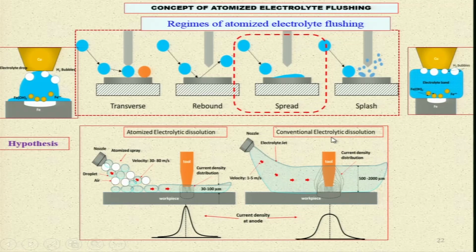But in conventional electrolyte dissolution, in the conventional method where we are not using the jet, the electrolyte distribution is like this, a very thick layer, and this creates a lot of other problems during machining. So, this is the electrolyte jet, and the velocity is 1 to 5 meter per second, and this gap is somewhere 500 to 2000 micrometer, and this is the current density distribution. So, there are certain advantages of using atomized electrolyte flushing, especially in micromachining or microtexturing.